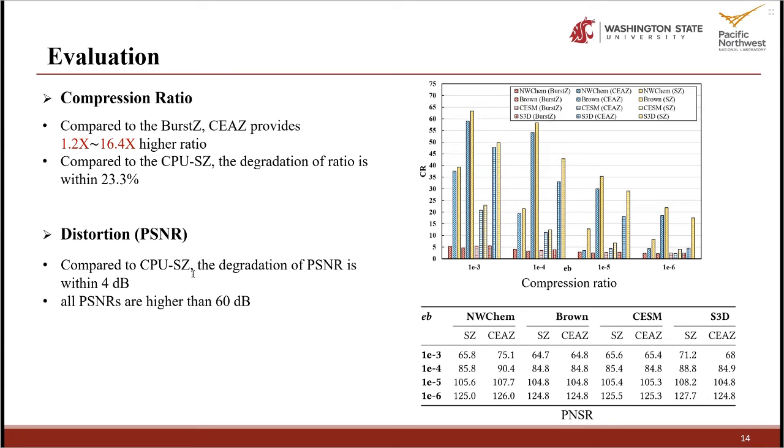Then I'll talk about PSNR. PSNR is a widely used indicator to assess the distortion of data in lossy compression. The degradation of PSNR of our CEAZ is within 4 dB. Besides, all the PSNR is higher than 60 dB.